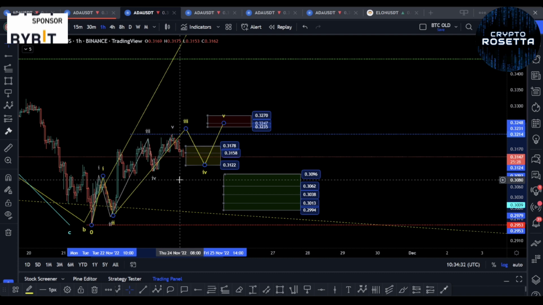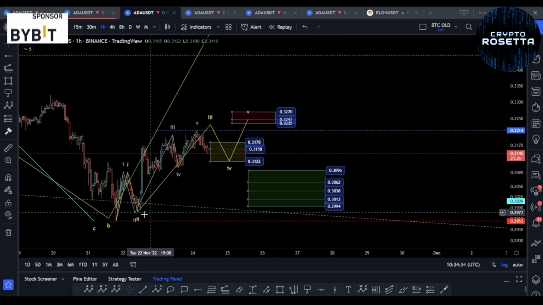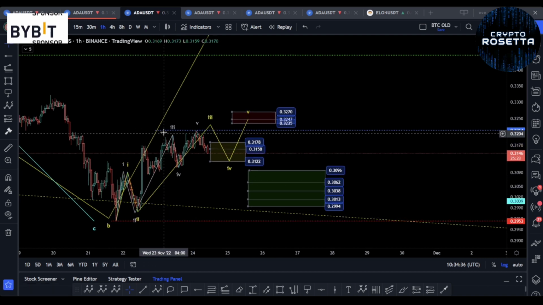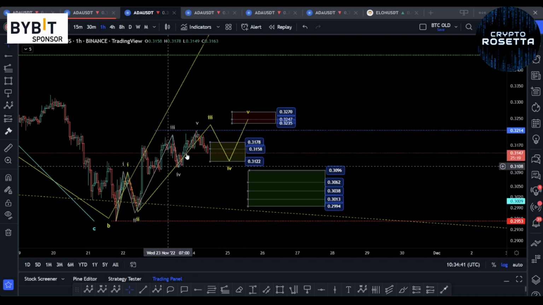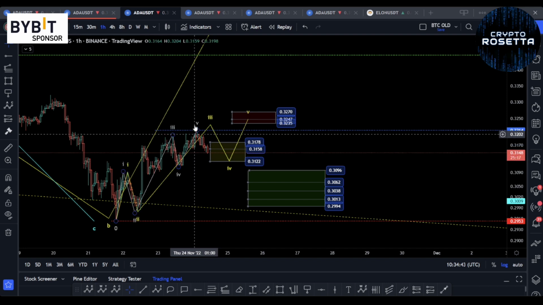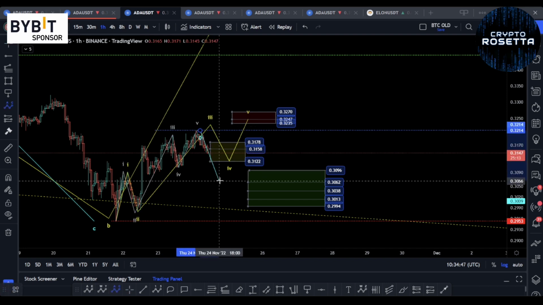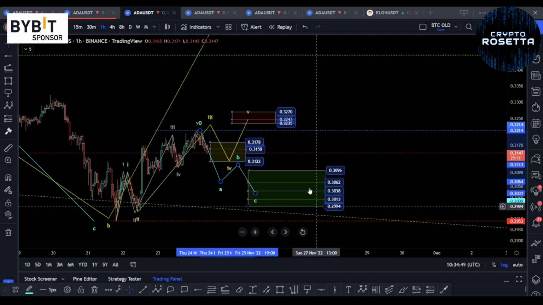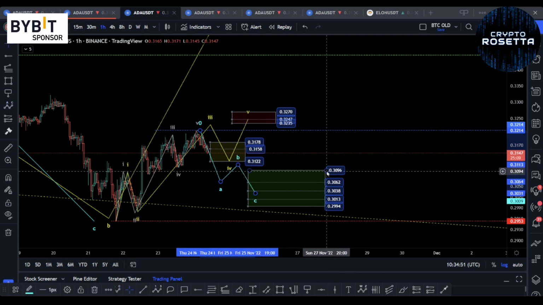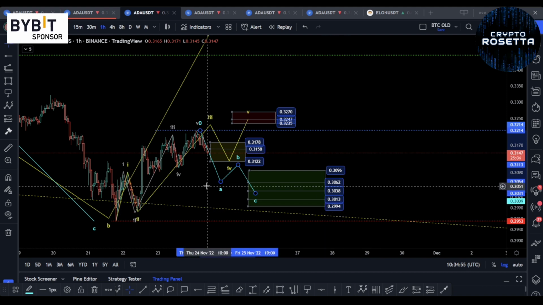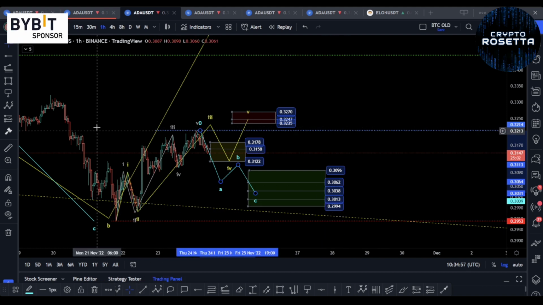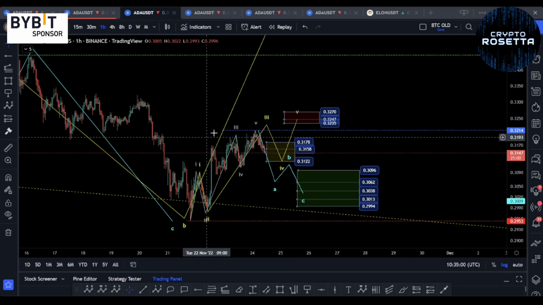Failing to do that, we could be looking at a situation where we have, because we can count this as a 5-wave move and even the sub waves. So I'm just being mindful that if we have a move down here into this B wave support zone between 0.3096 and 0.2994, that we could be looking at potentially a bigger move to the upside here.